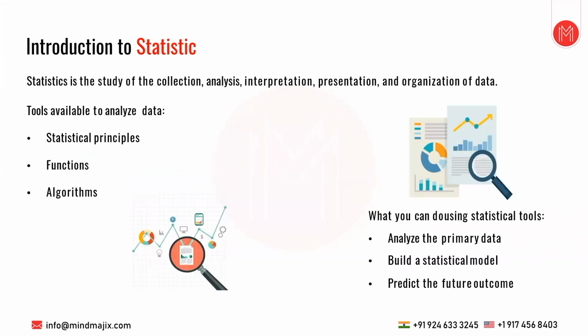In statistics, let's talk about some more things, like the tools available for analyzing data: statistical principles, functions, and algorithms. Using statistical tools, you can analyze the primary data, build a statistical model, and predict future outcomes. So when we talk about statistics, this is the kind of outcome we want. First, we see what data exist, we do some analysis based on that, and we try to predict the future outcome as well.